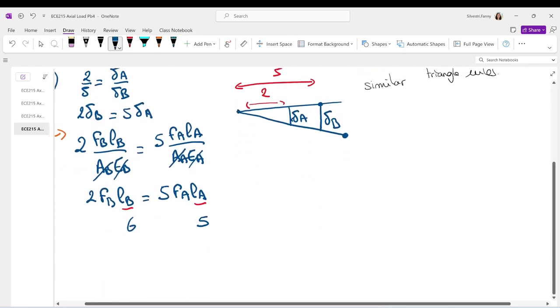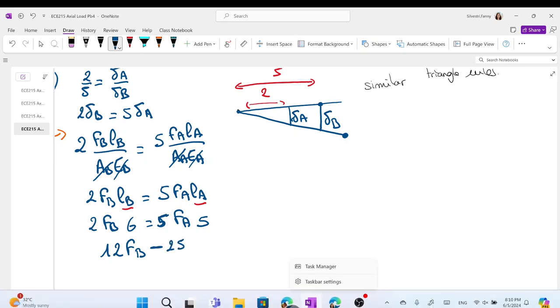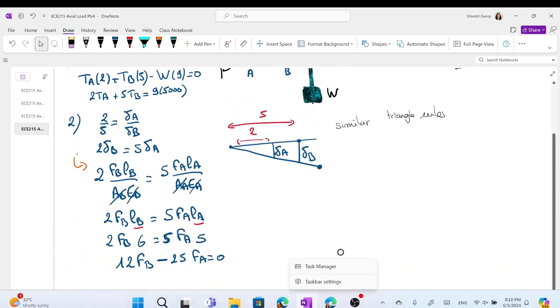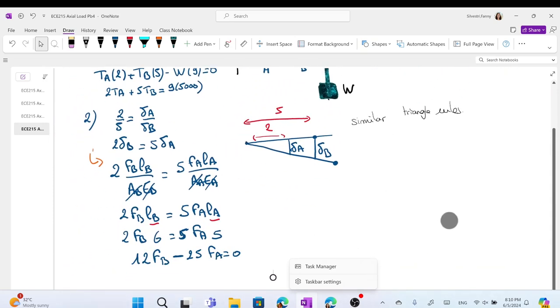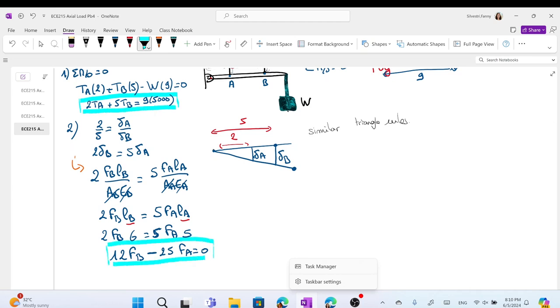So we have 2 times 6, so 12 FB, and I will move this unknown to the left, minus 25 FA equals 0. And this is our second equation. So let me highlight them there. So we have this first equation there and this second equation.